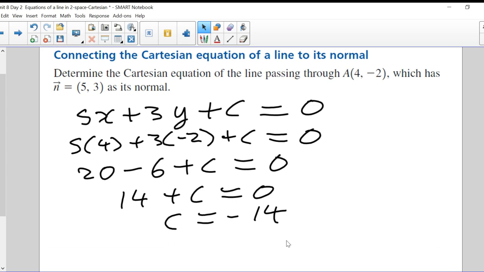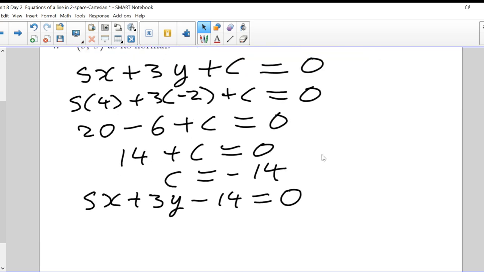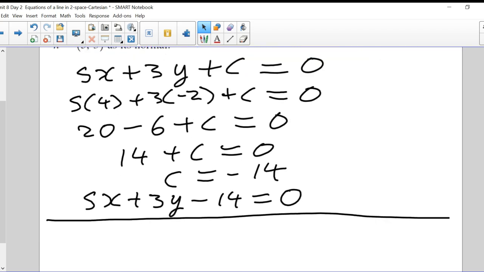So I'm therefore saying that the equation is 5x plus 3y minus 14 equals 0. But why don't we now go through the long way? So first of all, if the normal is (5, 3), let me come down here now. So that's an answer that we're going to be putting aside for now.